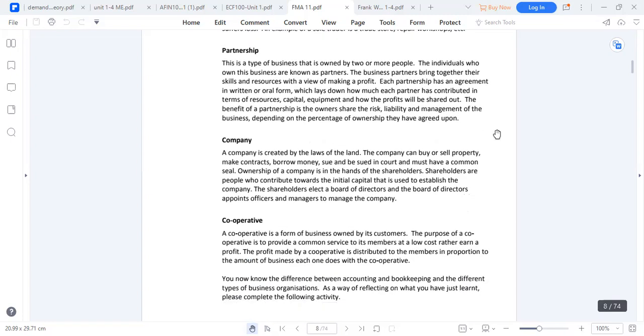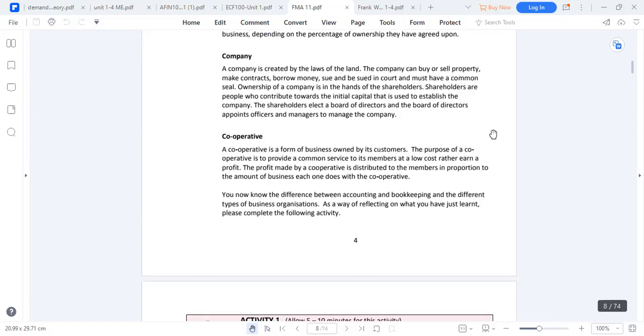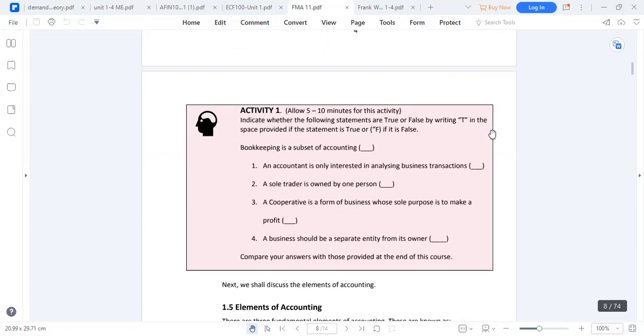We also have a cooperative, which is a form of business owned by the customers, who are the owners themselves, to provide a service at a low cost rather than buying from other people. When profit is made, it is distributed among the members so that each member of the cooperative can benefit. So these are the forms of businesses that you need to know.